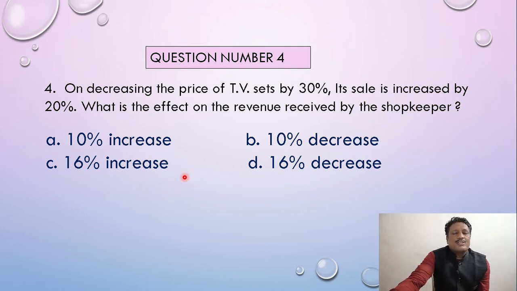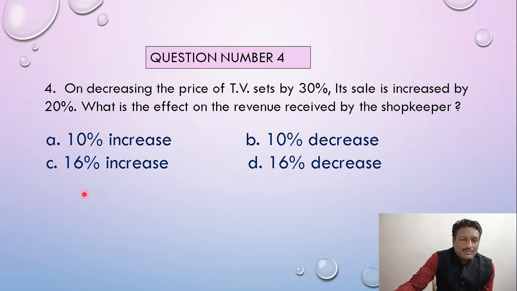See, the original value is 100%. Here they had a decrease of 30% in the TV set price. That means in 100%, 30% is decreased. That means 100 minus 30 is 70. Now the new value is 70, not 100. After it becomes 70, again we should consider the 70 as 100%. Its sale is increased by 20%.